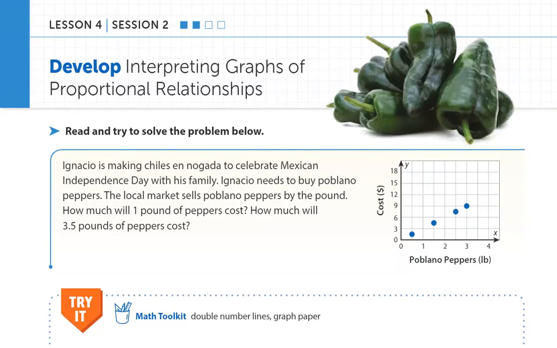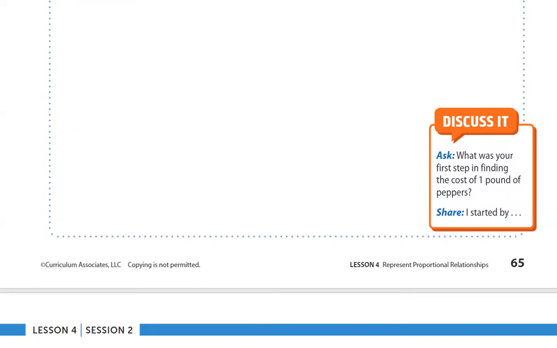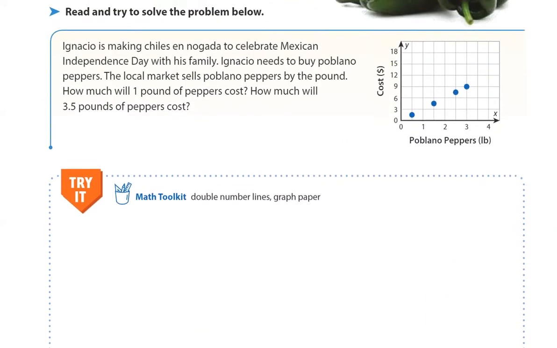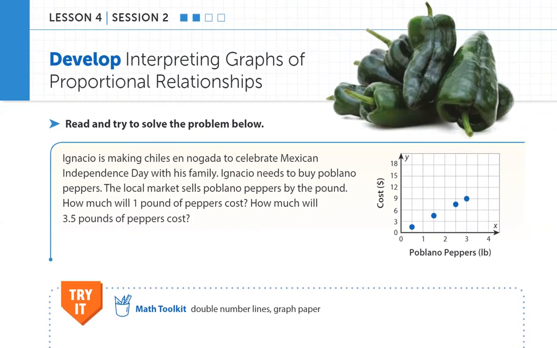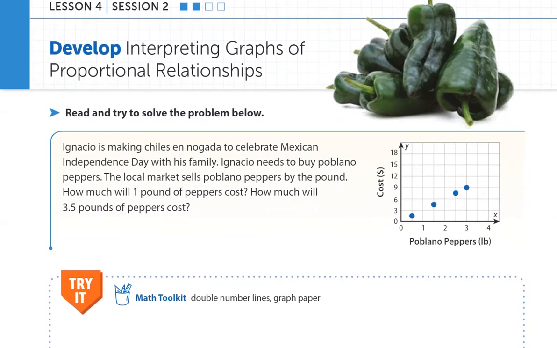Hey 7th graders, this is lesson 4, session 2 in your book, which starts on page 65. This week we're still working on proportional relationships, and today we are interpreting graphs of proportional relationships.